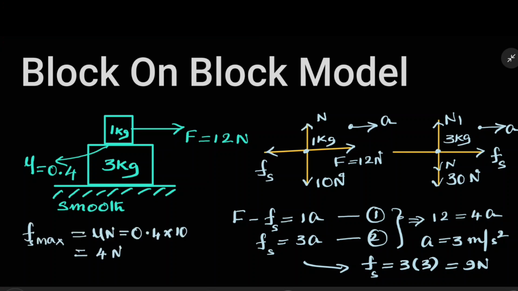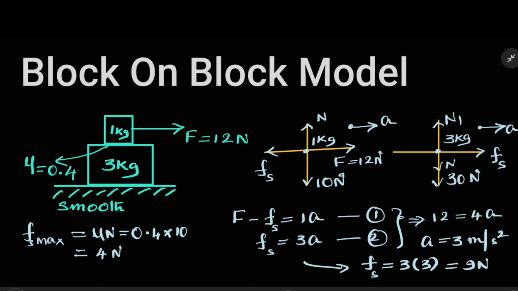Let us find the maximum value of static friction, which is mu into N. That is 0.4 into N. N, the normal force between 1 kg and 3 kg block, is 10 Newton. That is the weight of 1 kg block. So 0.4 into 10, which is 4 Newton.